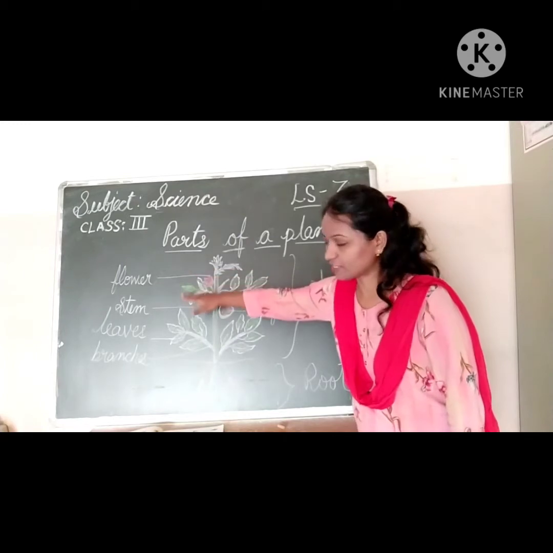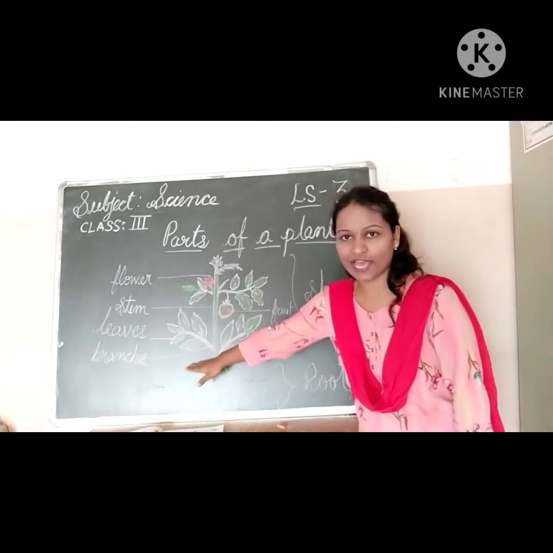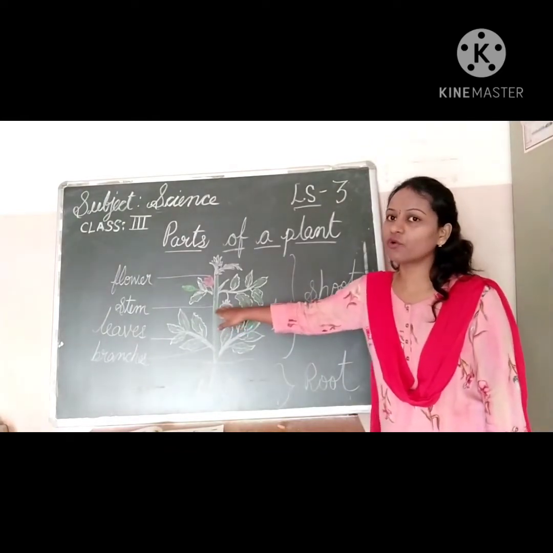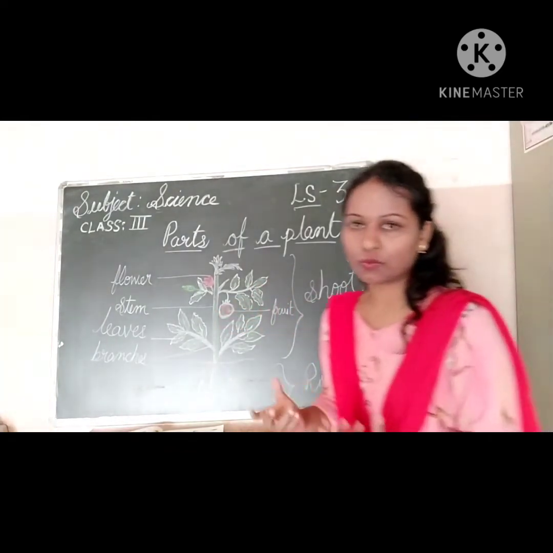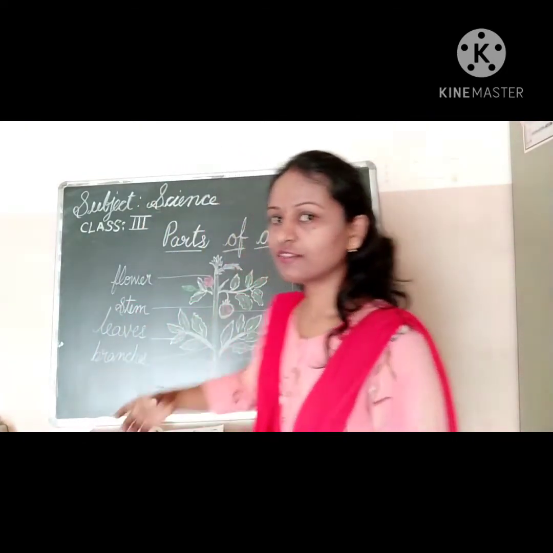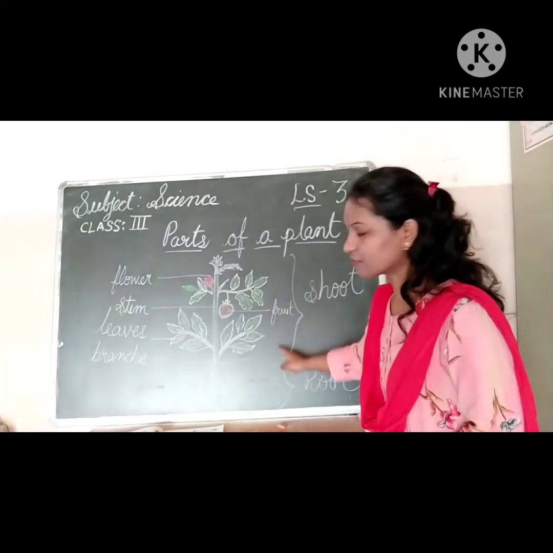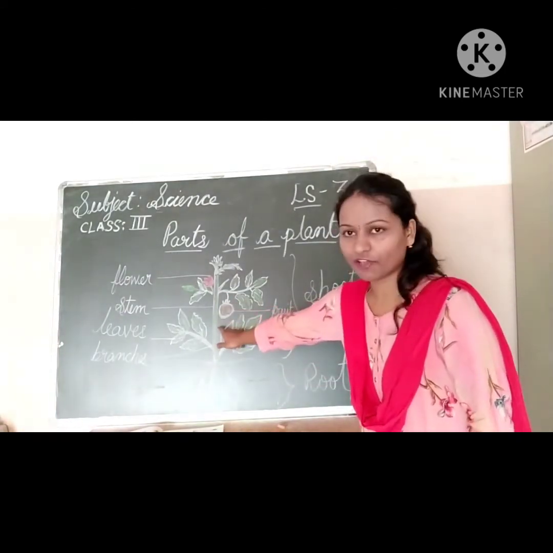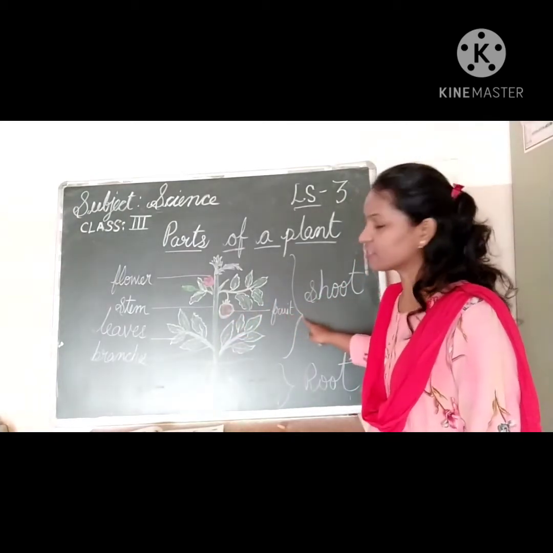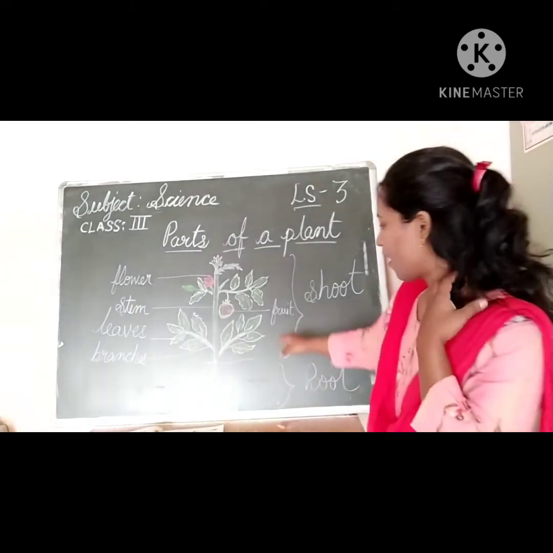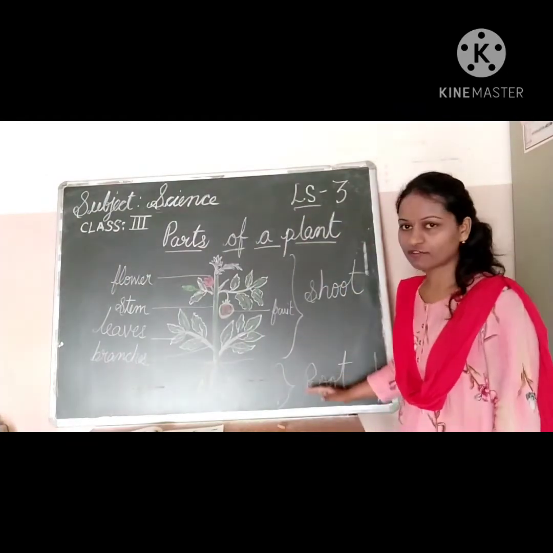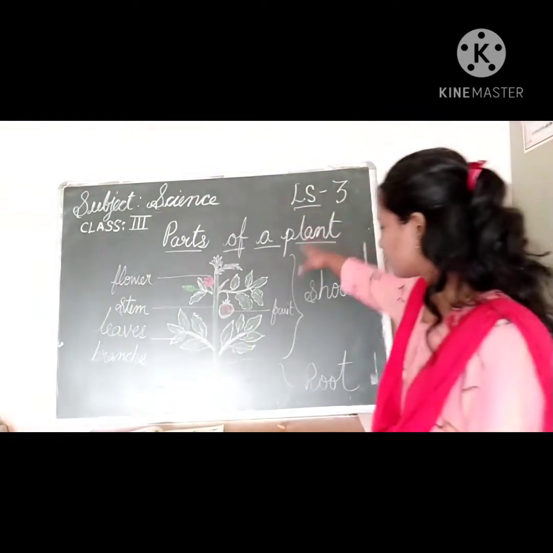Okay. If you see in the shoot, so many things are divided. Okay. Flower, its stem, its leaves, branches, and here the fruit. Fruit consists of seeds, and this fruit also comes under the shoot. Okay, this is also part of a plant. What is the spelling for fruit? F-R-U-I-T. Yes, please repeat after me. F-R-U-I-T. Fruit. Okay, so these are all the parts of the plant in the shoot.